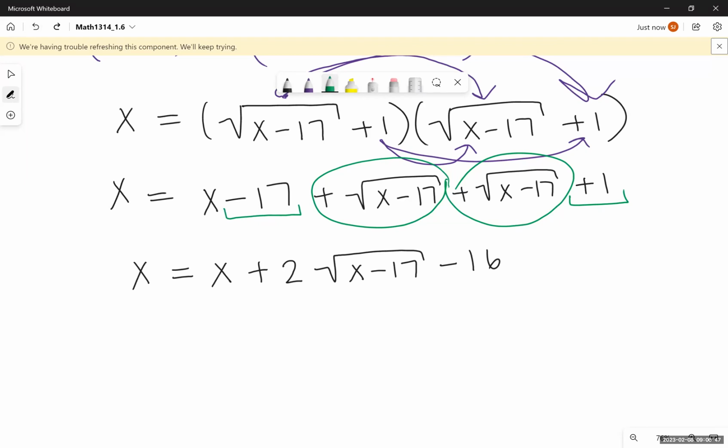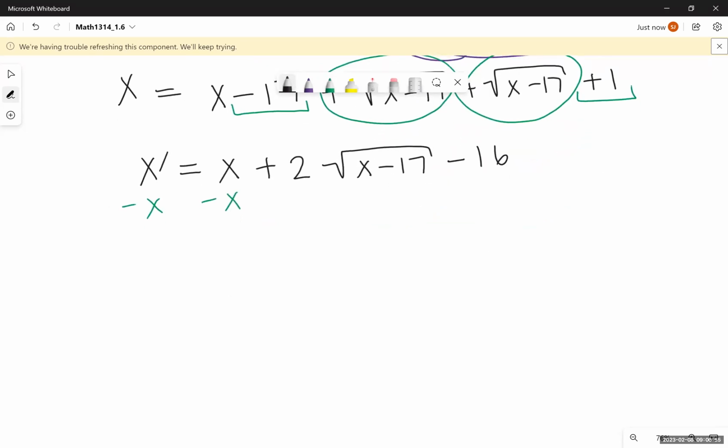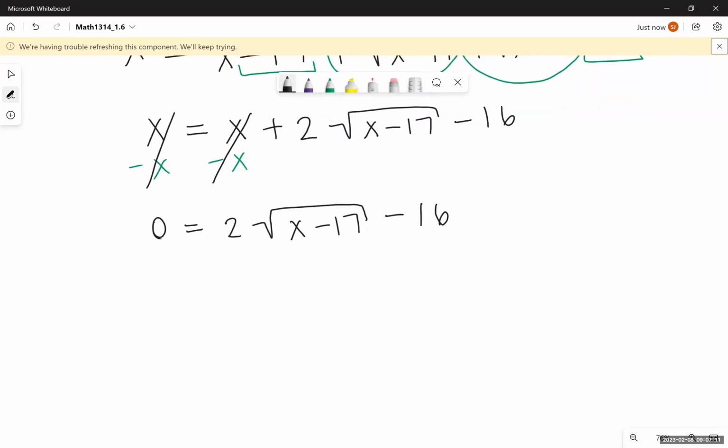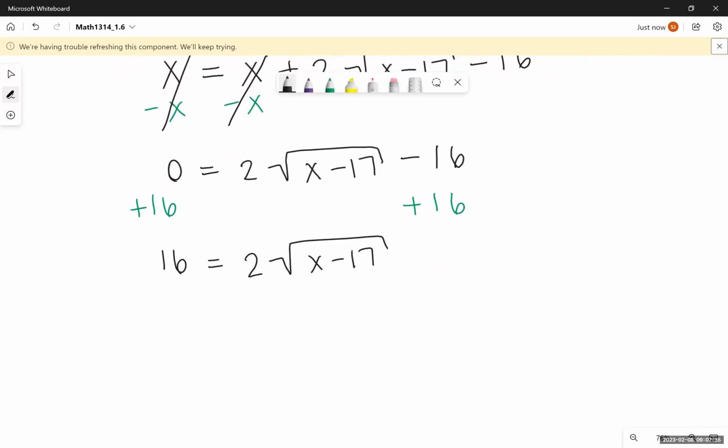The first thing I would do is to move this x. That's going to make this cancel. I get 0 equal, those cancel, 2 square roots of x minus 17. And then on the outside of that, I have minus 16. And then now what I would do is add 16 to both sides. And yes, you could have moved the 16 first, whatever you wanted to do. So what I have is 16 equals 2 square roots of x minus 17. And then now, to isolate that radical completely by itself, it's being multiplied by 2. I divide both sides by 2.